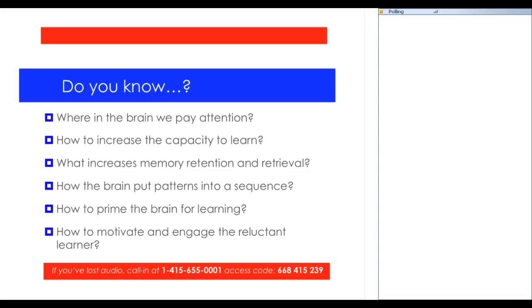Do you know that you can increase the capacity to learn? This is kind of new information, because before, the brain research was telling us, we thought that you were just born with this much capacity to learn, it didn't change. But now we know we can increase working memory, we can increase our ability to remember, and we can also give the brain more capacity to learn. And part of that is through exercise, when we grow new brain cells. We can also increase memory and retention and retrieval.